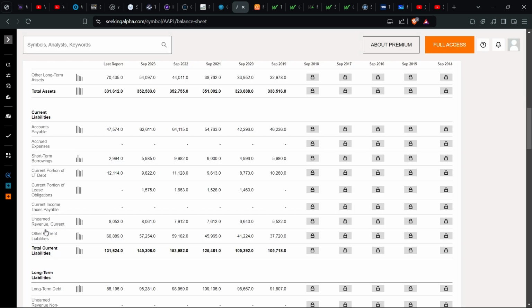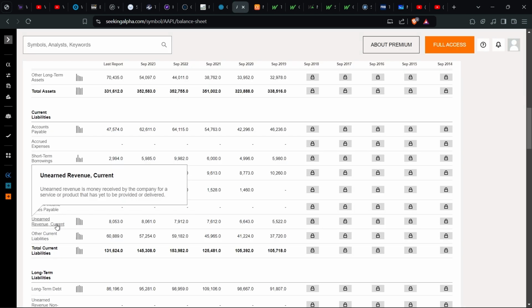Okay. Moving on, there is unearned revenue current. All right. Unearned revenue is money received by the company for a service or product that has yet to be provided or delivered. Let me just give you an example so it can be easier to understand what unearned revenue is. This can also be called deferred revenue. This is usually subscriptions or money paid in advance. It can be warranties and insurance premiums. Generally, these are advance payments that have been made to the company before a service is rendered.